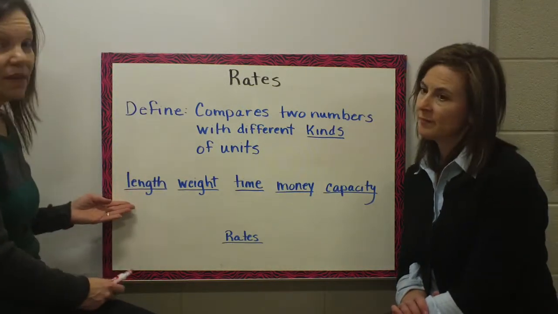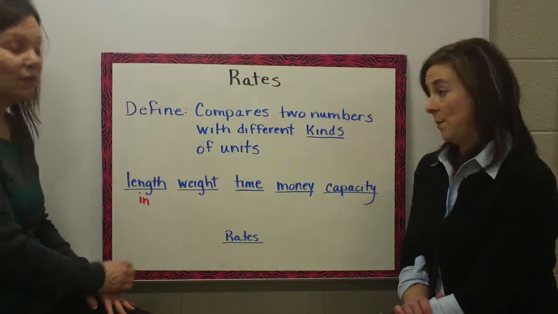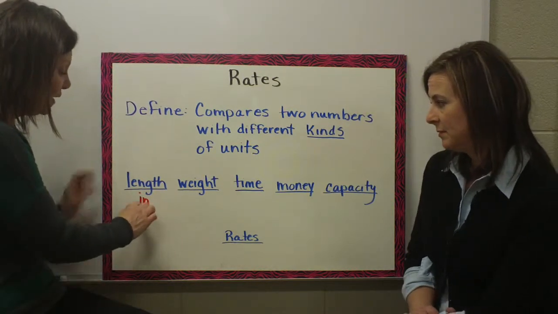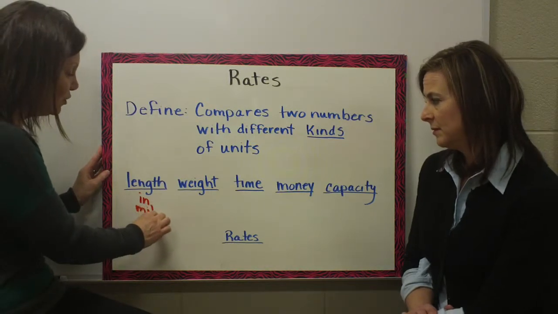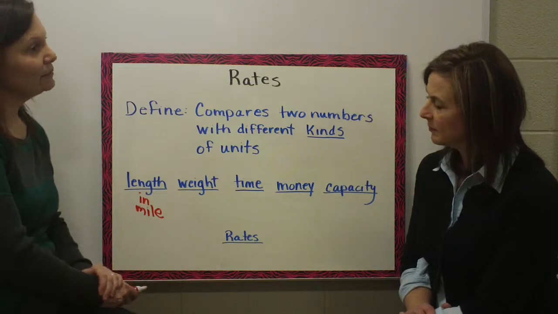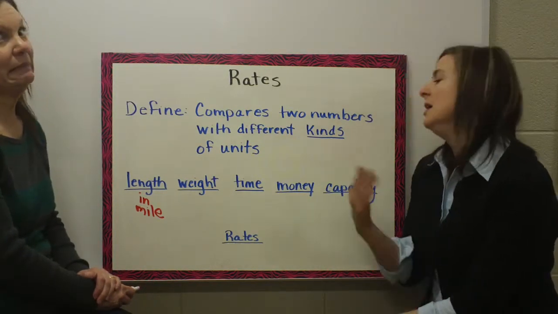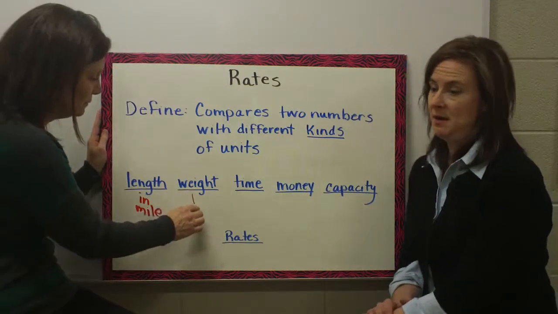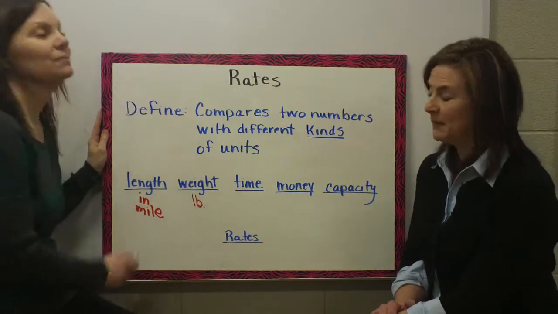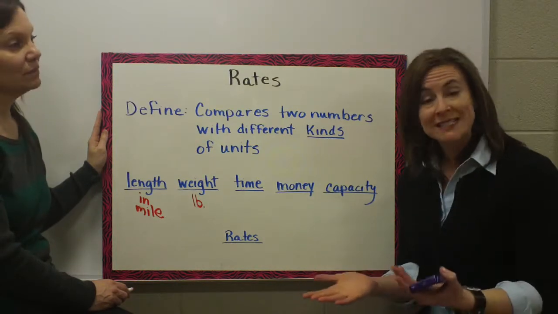So for length, I might be talking about an inch. I might be talking about a mile. So those would all be measuring a distance. How about weight? Well, I know when some people get on the scale, they check how many pounds they are. LB meaning the symbol for pounds. But you could also measure things in ounces.